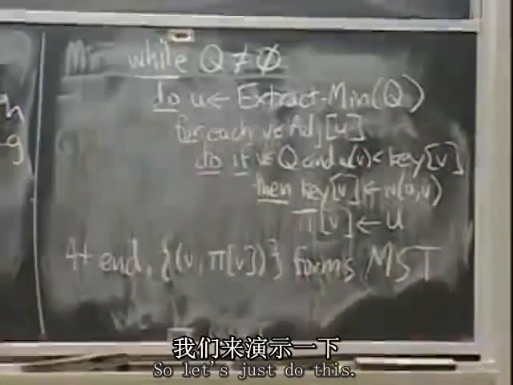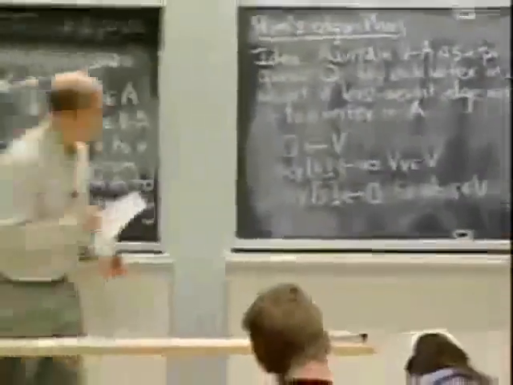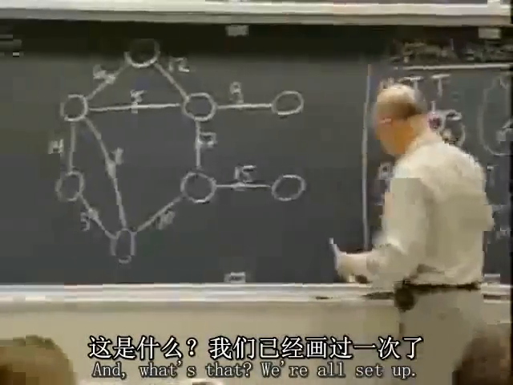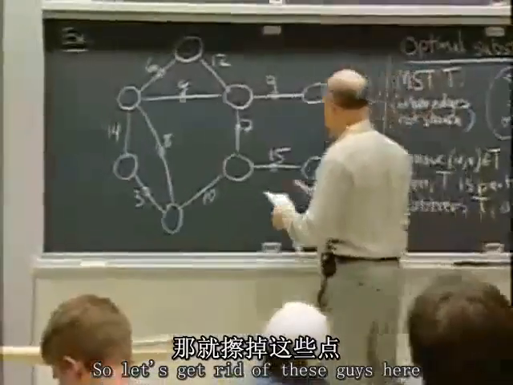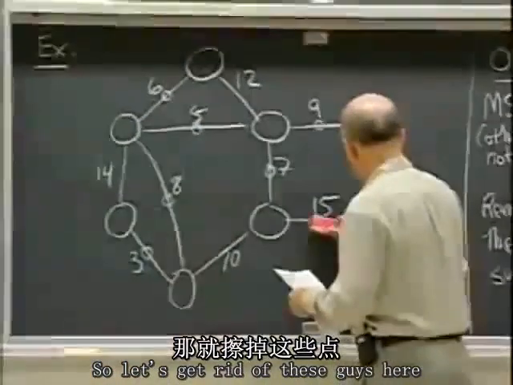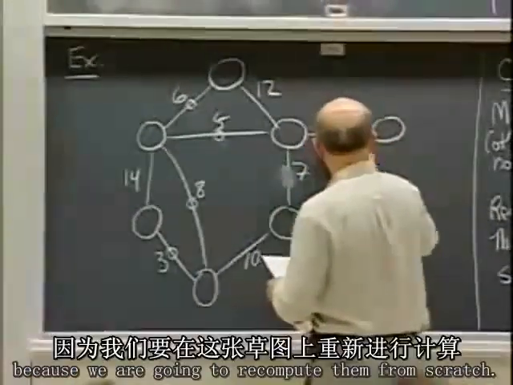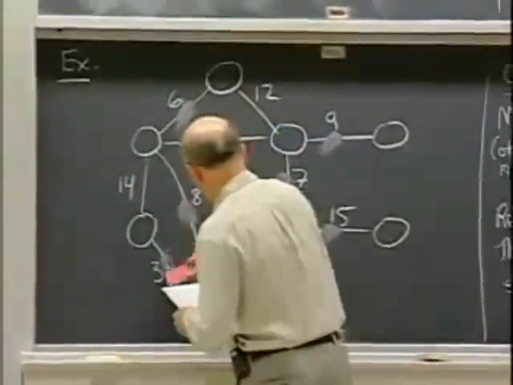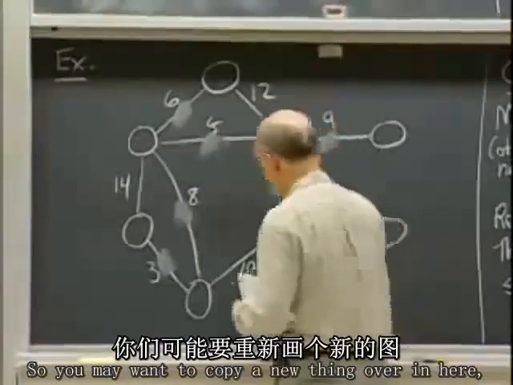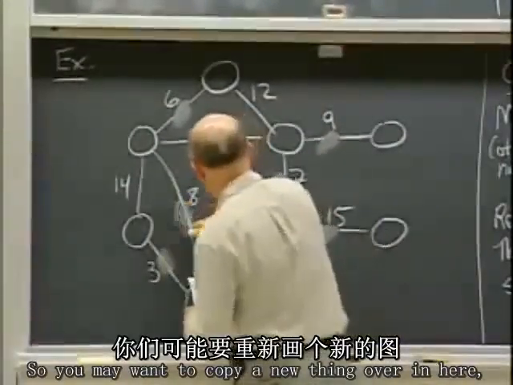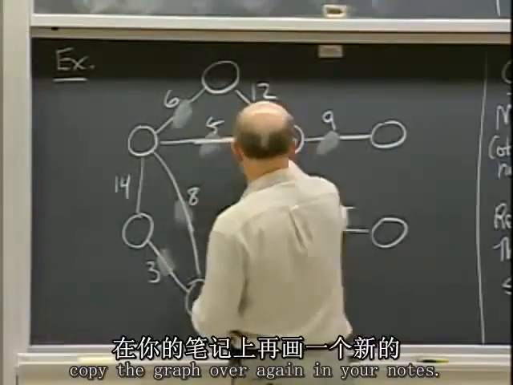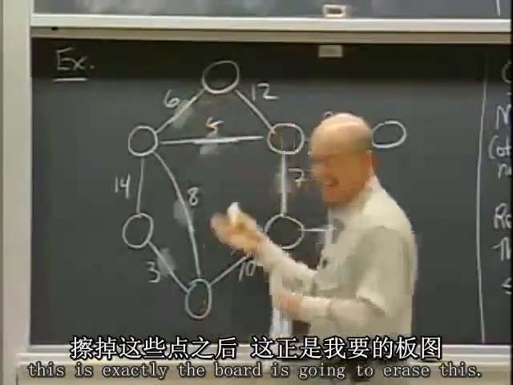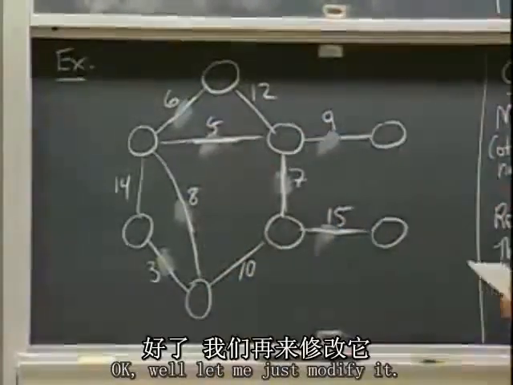So let's just do this. Look at that, we're all set up. Let's get rid of these guys here, because we're going to recompute them from scratch. You may want to copy the graph over again in your text file. I was going to do it, but it turned out this is exactly the board I was going to erase, so let me just modify it.